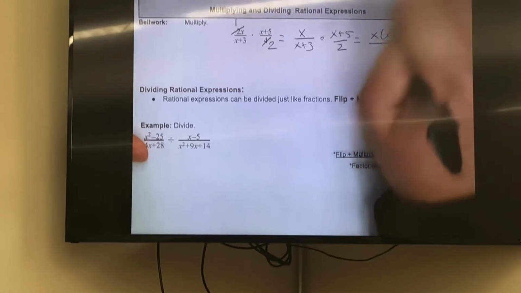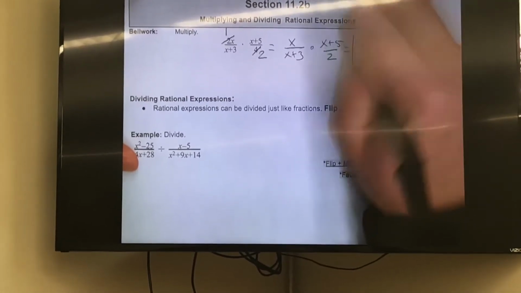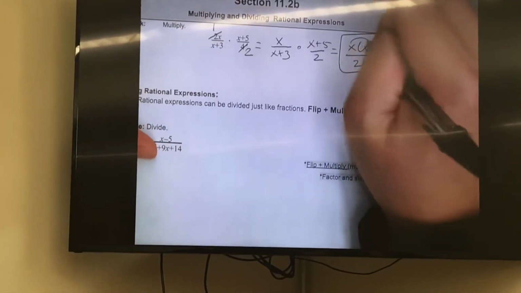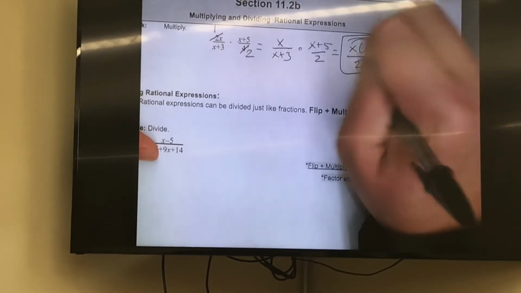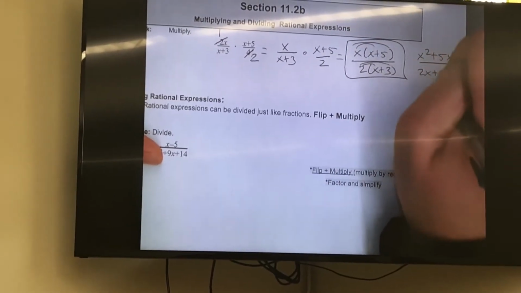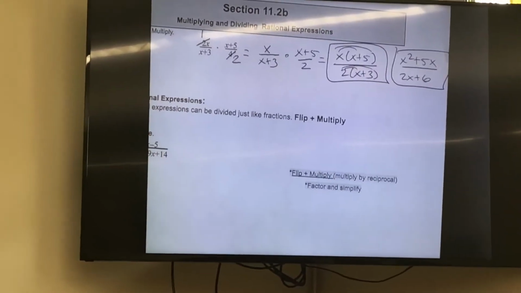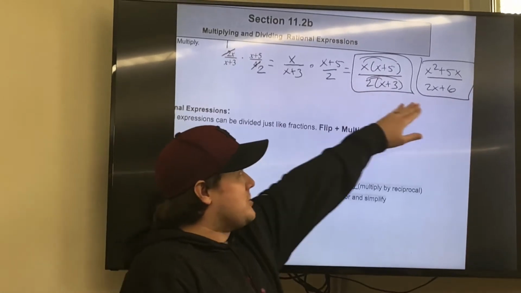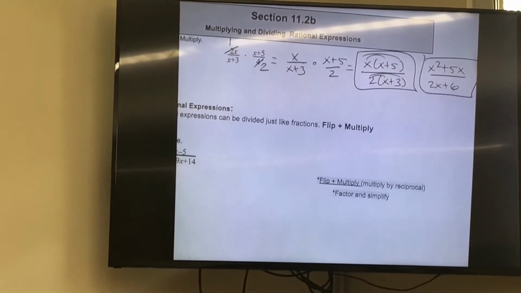Instead of distributing, I'm going to go ahead and just attach them. This could be the look of your answer. If you went ahead and distributed, you could have x squared plus 5x over 2x plus 6. Both of those would be acceptable answers. Again, if you're doing It's Learning, if you get here and you don't see your answer, it's very possible that they went ahead and used the distributive property.